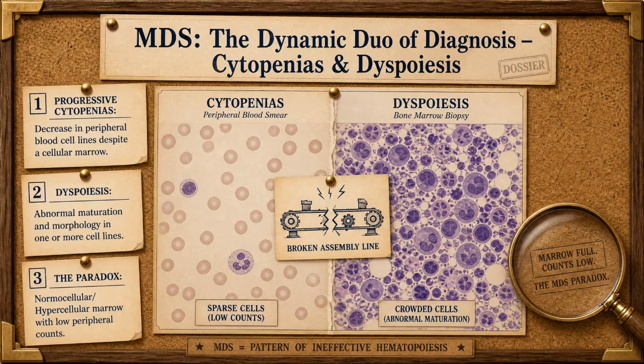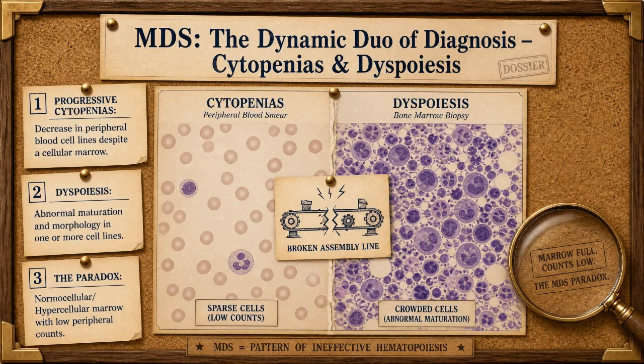The crucial part here is that these cytopenias occur despite a cellular bone marrow. This is the paradox of MDS. The factory might be full of workers, but they're not producing enough functional products to send out to the circulation. It's a busy, but inefficient, production line.